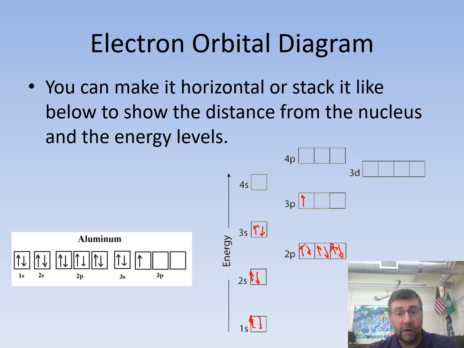So it can be represented horizontally, or it can be represented somewhat vertically. And what you'll notice on here is that we're showing our s located right here, and we're showing our p's located right here. So up shows the amount of energy, and this shows basically moving across the periodic table.